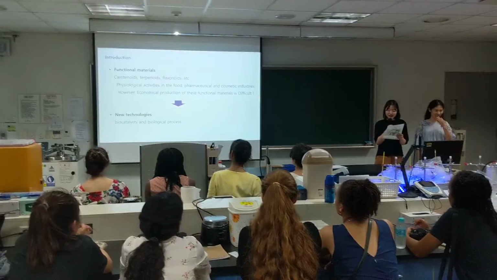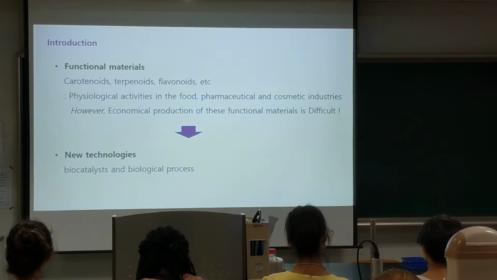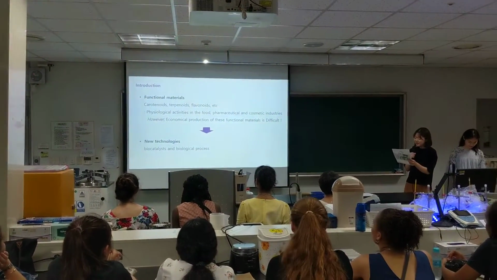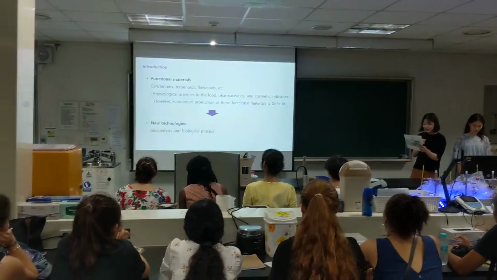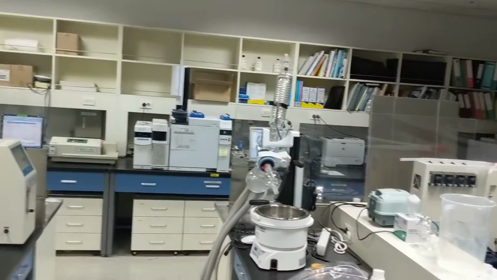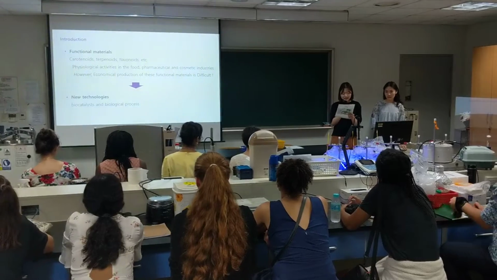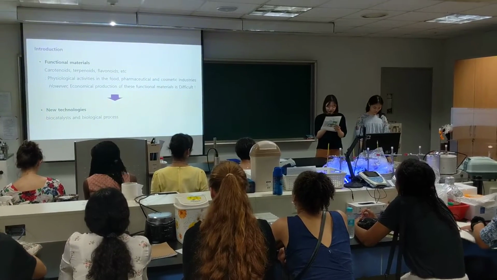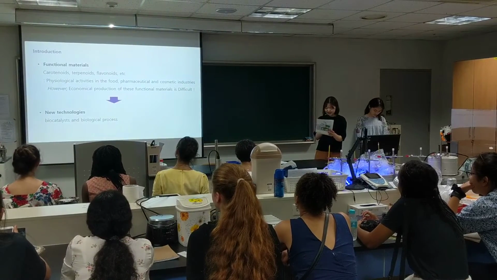Recently, as well-being becomes more popular, demand for functional materials such as carotenoids, terpenoids, and flavonoids is increasing rapidly. The various functional materials have physiological activities in the food, pharmaceutical, and cosmetic industries. However, most of these functional materials are present in small amounts naturally, and their molecular structures are quite complex. So, economical production of these functional materials is difficult with conventional extraction, purification, or chemical synthesis techniques.